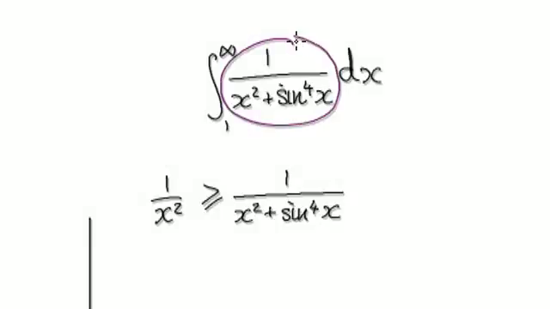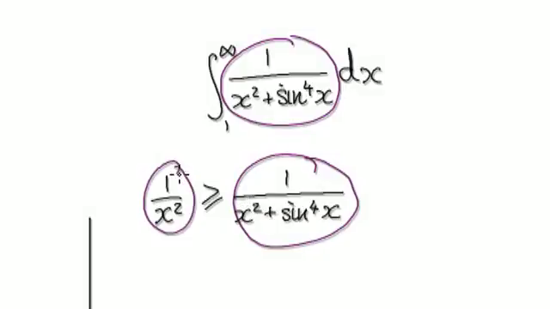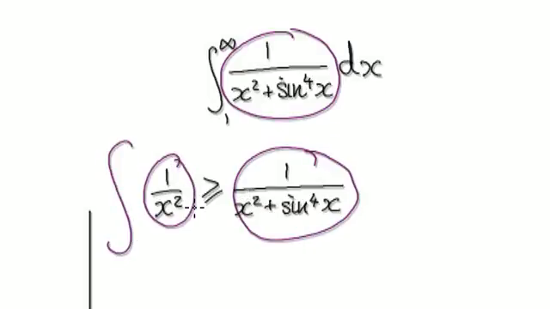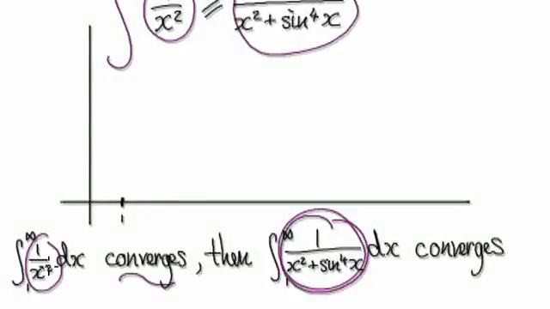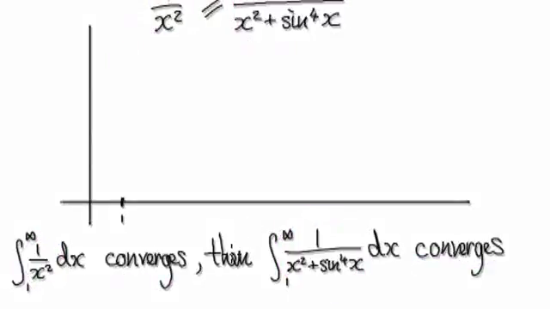So the trick here is to realize that this thing here is always less than or equal to this thing here. Well, we know that the integral of this bigger one converges. So as this is always smaller than this, then this has no choice but to also converge. So I will give you an example in the next video.